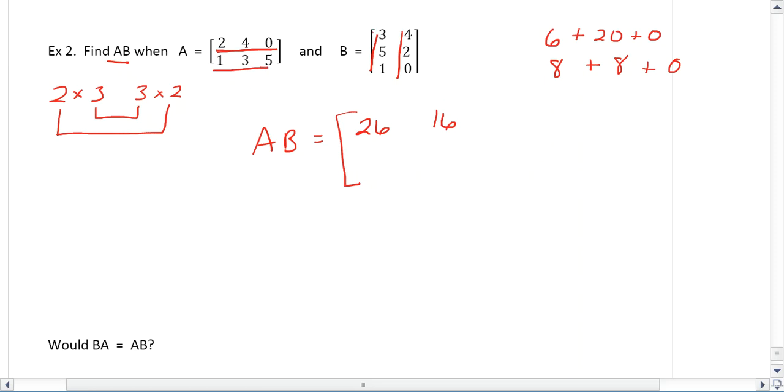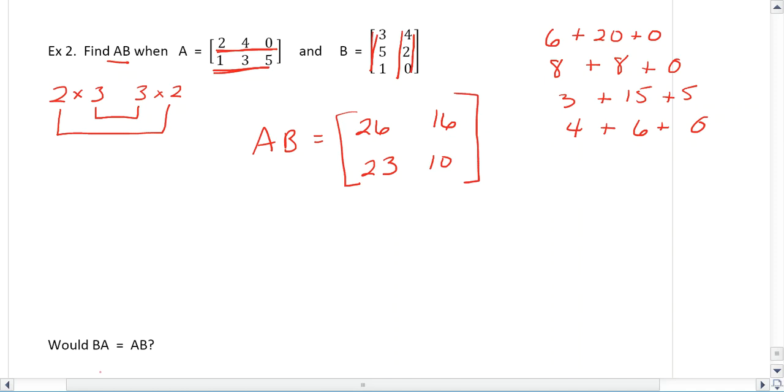Now we're going to use the bottom row. The bottom row times the first column. 3 times 1 is 3, plus 3 times 5 is 15, plus 5 times 1 is 5. And if we add those up, we get 23. And then to get this last entry, we take the bottom row times this second column. 1 times 4 is 4, plus 3 times 2 is 6, plus 5 times 0 is 0, leaves me with 10.